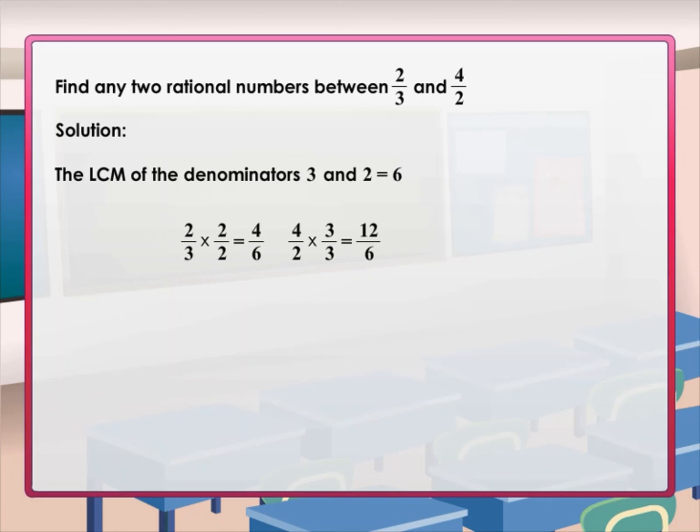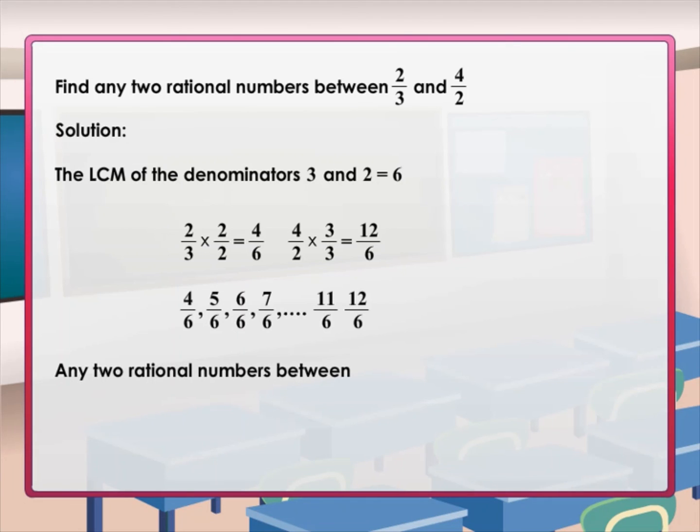Now the rational numbers between 4 by 6 and 12 by 6 are 5 by 6, 6 by 6, 7 by 6, etc. up to 11 by 6. Out of these you can take any two rational numbers. Therefore, two rational numbers between 2 by 3 and 4 by 2 are 7 by 6 and 11 by 6.